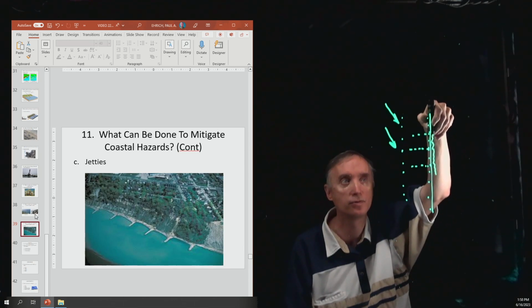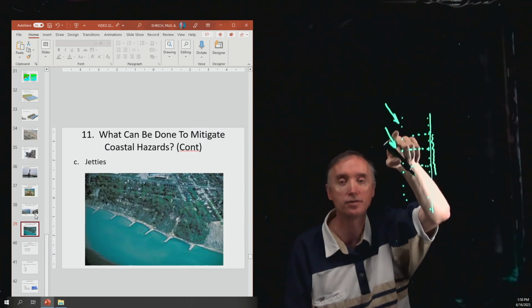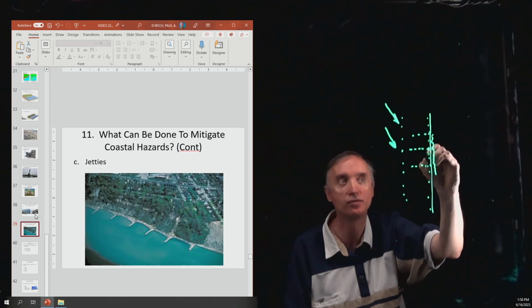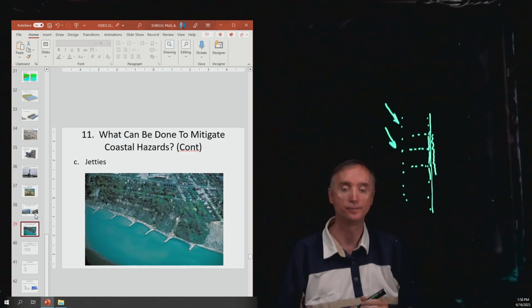So instead of the sand moving in this direction because of these offshore waves, it's still going to move, but not quite as far down the shoreline. And so that's what these jetties are going to do.